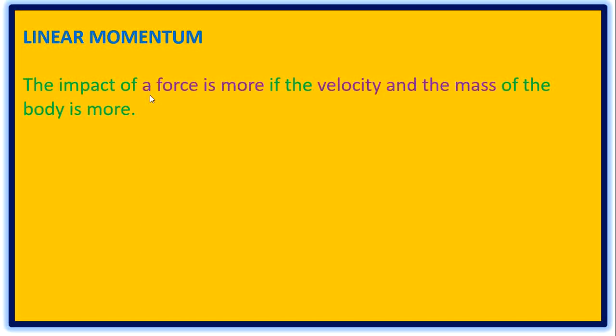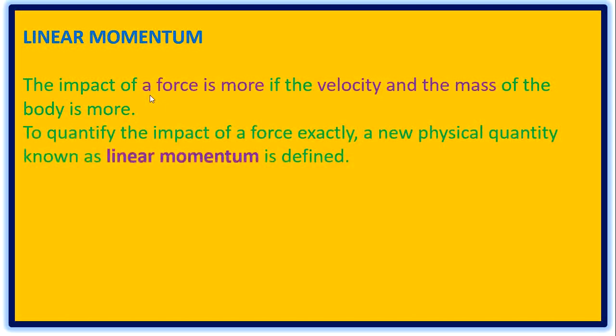The impact of a force is more if the velocity and mass of the body is more. If the velocity and mass of the body is more, then the impact produced on a body is also more. So to quantify the impact of a force, we have to use a new term. It is called linear momentum. So to quantify the impact of a force produced on a body, we have to use a new physical quantity. That physical quantity is called linear momentum.